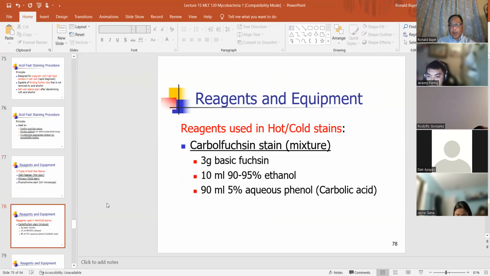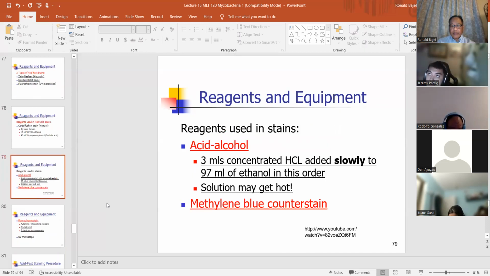The first component is carbol fuchsin stain. That's kind of like your crystal violet. It's your actual stain that the organism will take up. You put it on the slide, and then depending on whether you're using the Kinyoun or the Ziehl-Neelsen, you add heat to it. The next reagent is acid alcohol, like I said, concentrated HCl. When making it, you want it added slowly to ethanol, and the solution can get hot or warm. And the third is the counterstain, kind of like safranin, and the counterstain is methylene blue.